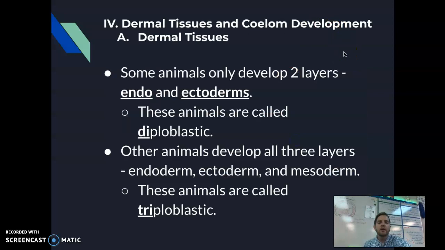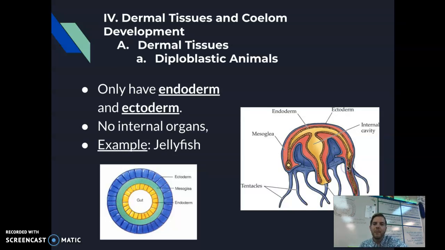Some animals only develop two layers, and those animals are called diploblastic, di meaning two. And those animals like us that form three are called triploblastic, tri meaning three. Diploblastic organisms only have an endoderm and ectoderm. They have no internal organs.